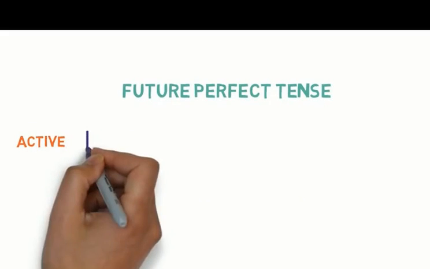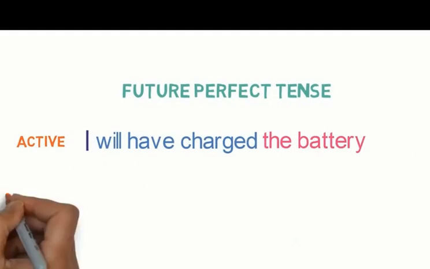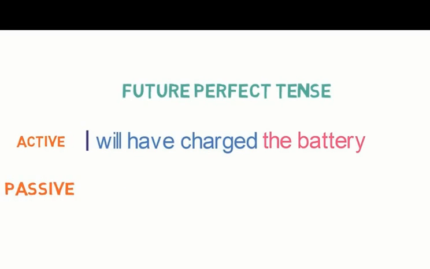Now let us see an example for future perfect. In active voice, the sentence is, I will have charged the battery. So to convert into passive voice, identify the subject, verb, object. I is the subject, will have charged is the verb, the battery is the object.